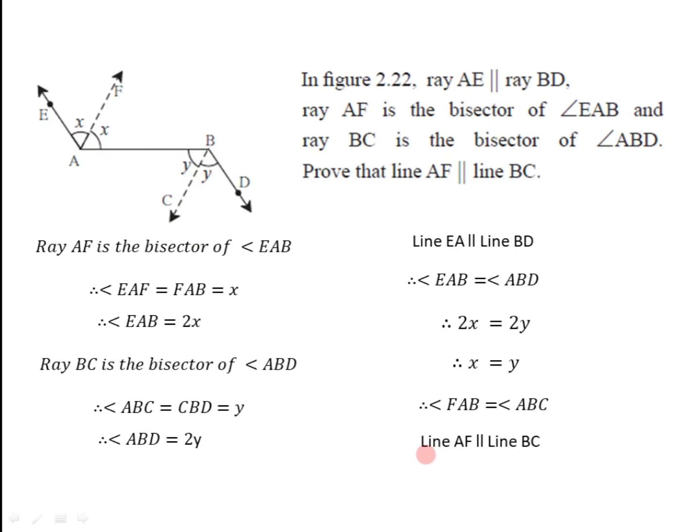So that's why line AF is parallel to line BC. That is what we have to prove. Line AF is parallel to line BC.